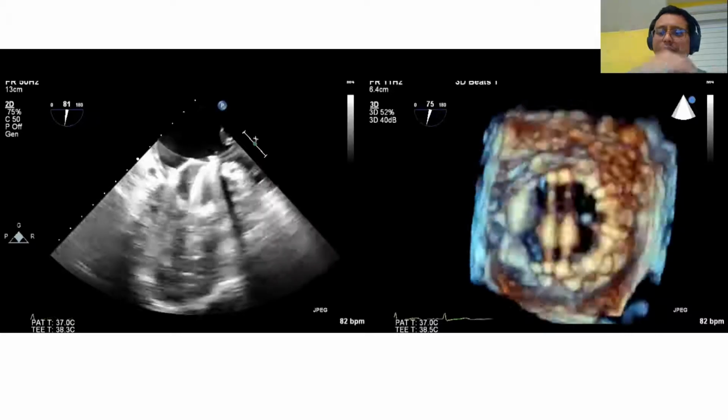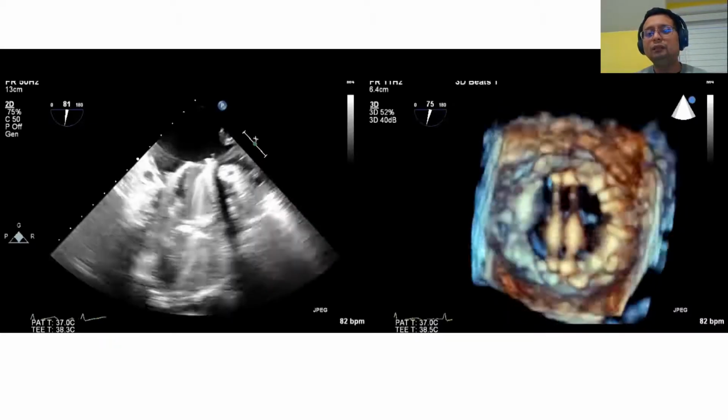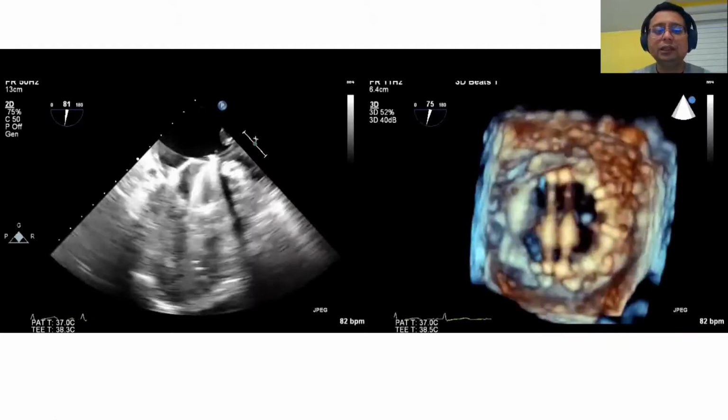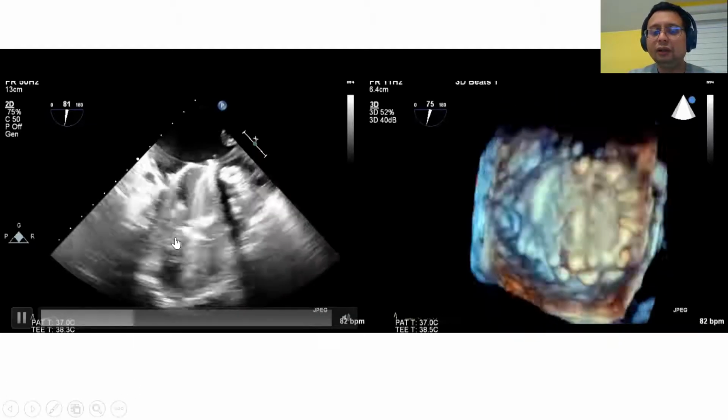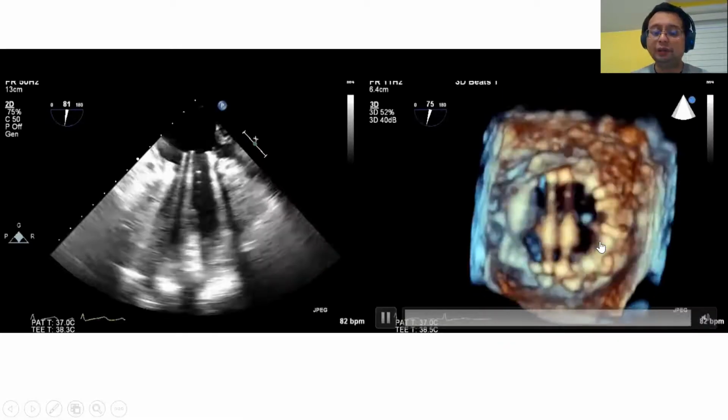You can also have doming of the anterior mitral valve leaflet. So in this situation, the only way that you can correct it is by doing valve replacement. And this patient has a nice bileaflet metallic valve replacement. You can see here, this is the post-op of the patient.